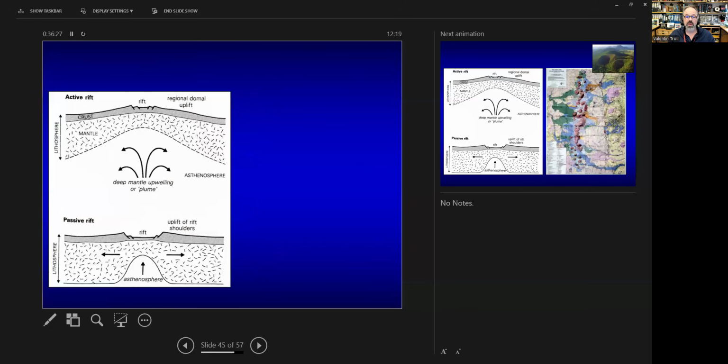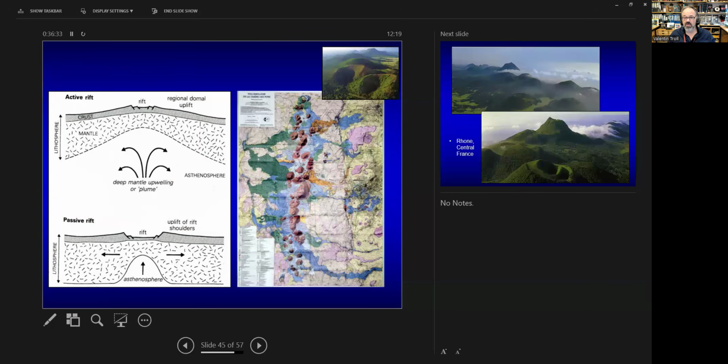So there we either can have active rifting or passive rifting. In either case, we're getting these alignments of volcanoes. This is in France. This is the Chaîne des Puys. Here we have various volcanic cones, and here's the graben system. This is the rift system. The volcanoes sit on the flanks. Here's the volcanic chain. Here is the graben.